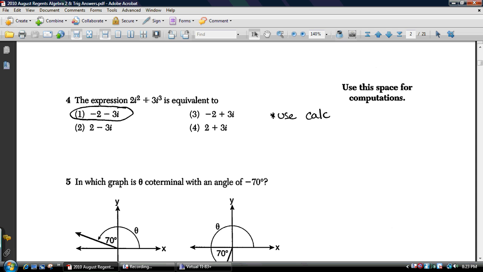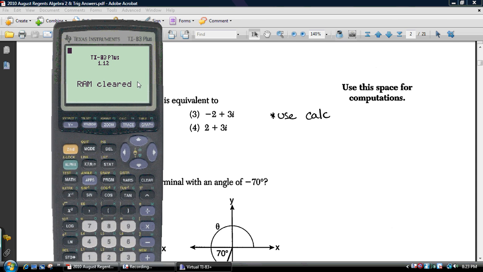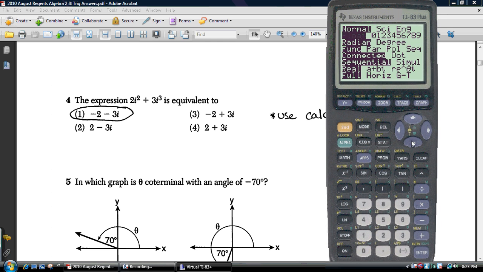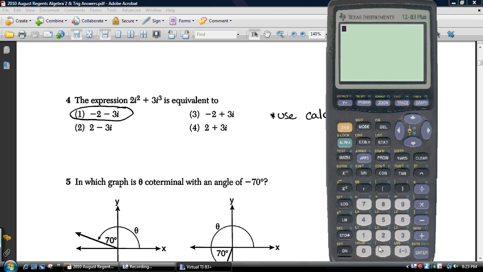The expression 2i squared plus 3i cubed is equivalent to, use the calc. Let me show you what I mean. So grab your calculators. Mine's been set back to the original settings. Make sure you're in a plus bi mode. Just hit the mode button, scroll down, go over to a plus bi, hit enter. And then type this in. 2, the i button's right over here.